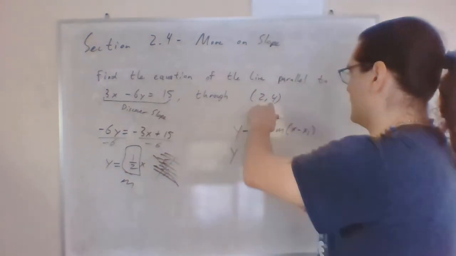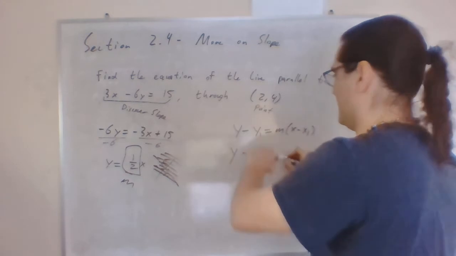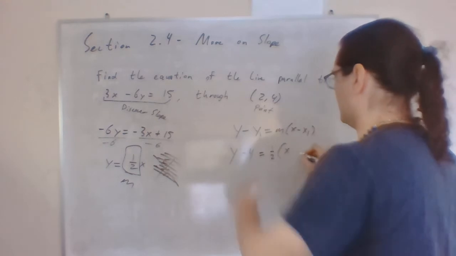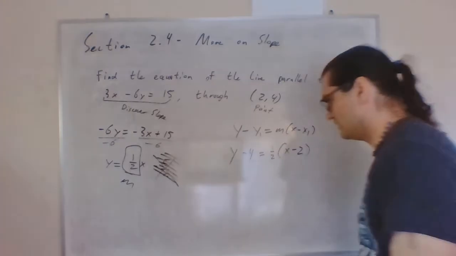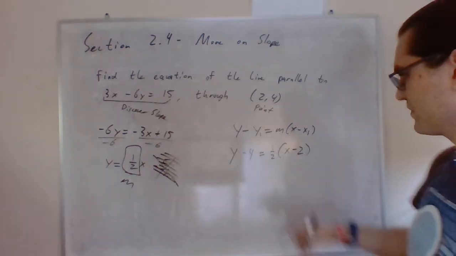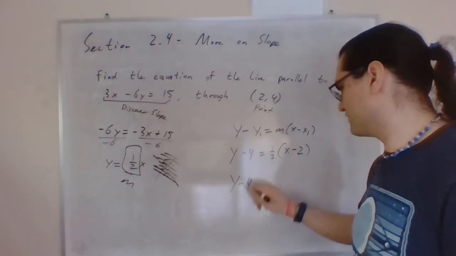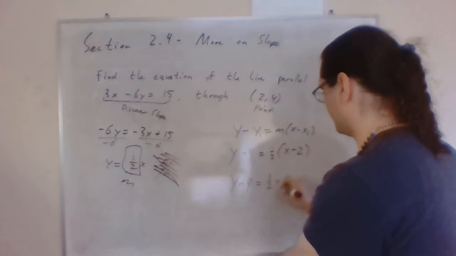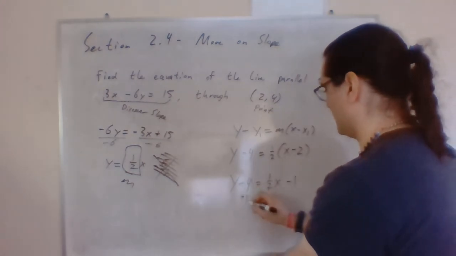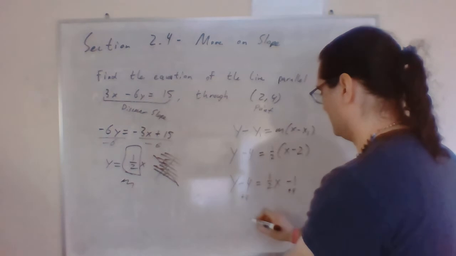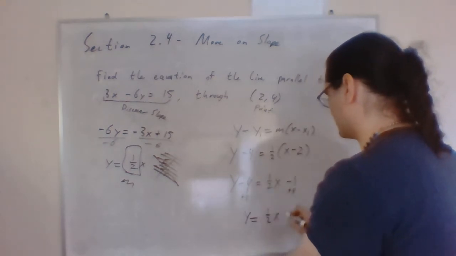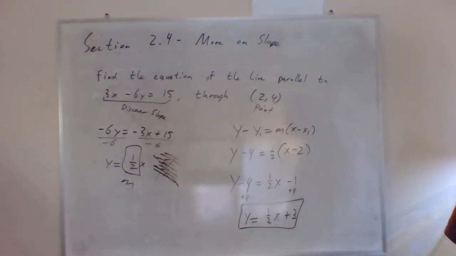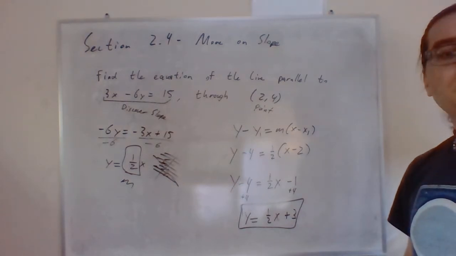y stays a variable. y1 is 4. m is 1/2. I know that from the parallel thing. x stays a variable. x1 is 2. That's it. This is your line in point-slope form. I do usually want these to be converted into slope-intercept form, so we'll distribute the 1/2 in there to get 1/2 x minus 1, and then we'll add 4 to both sides. So we have y equals 1/2 x plus 3. This is the equation of the line in slope-intercept form. That's all we needed.